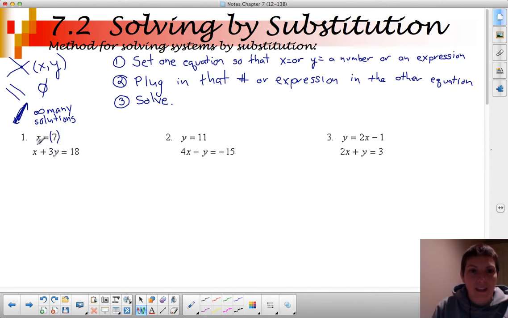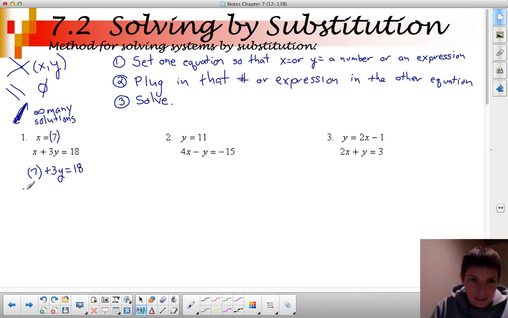So we're going to go into the other equation, so go into the second one, and every time we see an x, take it out and put the 7 in. Everything else in the equation stays the same. Now this 7, the reason it's in parentheses is because sometimes we might have to distribute, or we might have to combine like terms or something along those lines. So remember that in this case, the 7's parentheses are kind of pointless.